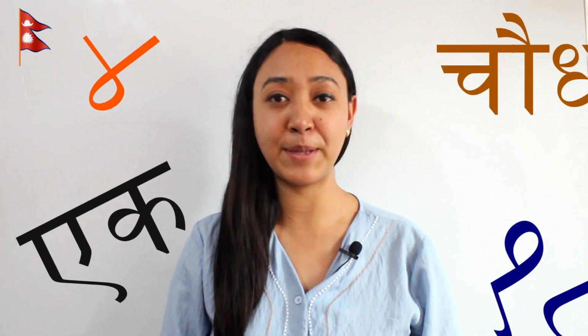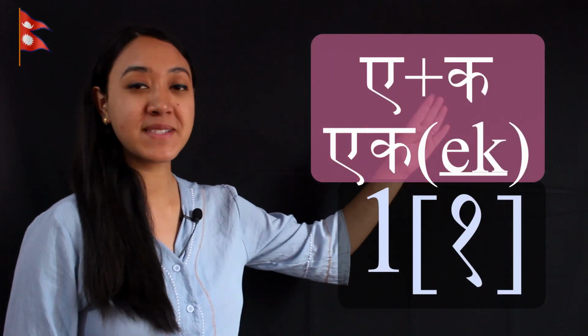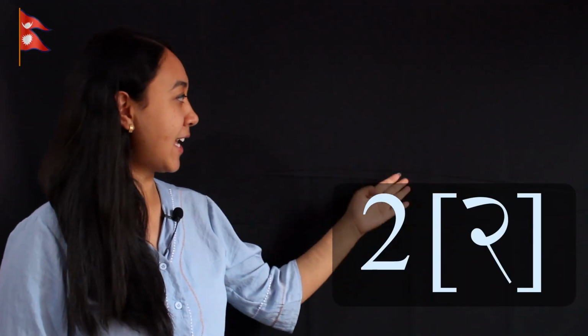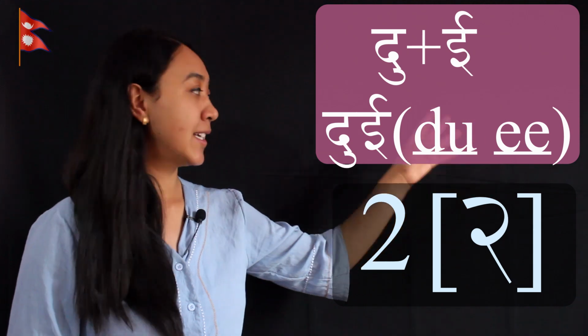Today, I will teach you how to form words starting from Nepali numbers. In this video, I will teach you the word formation of Nepali numbers from 1 to 20. So let's begin. 1, that is ek. A plus ka becomes ek. 2, that is duee. Du plus e becomes duee.